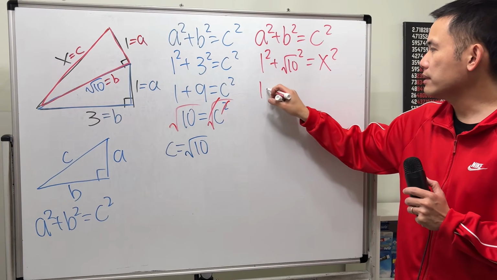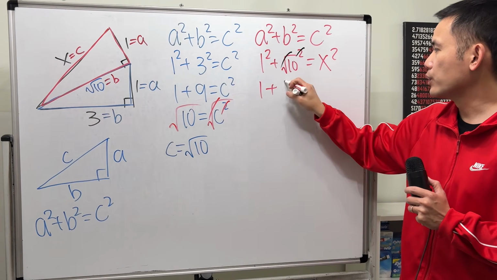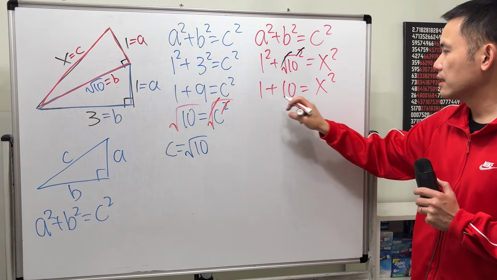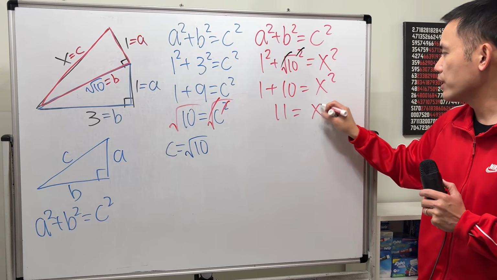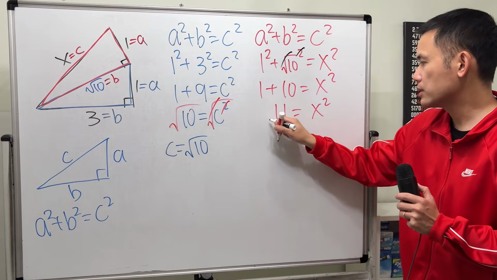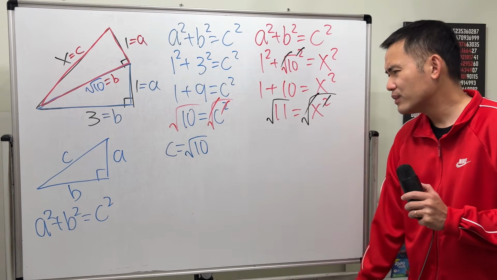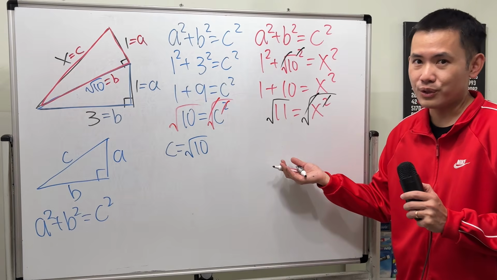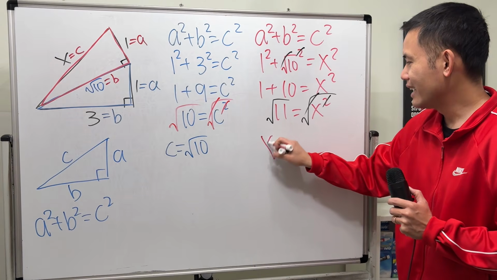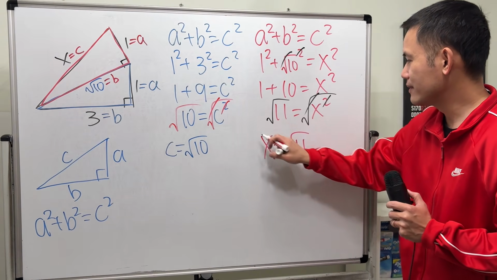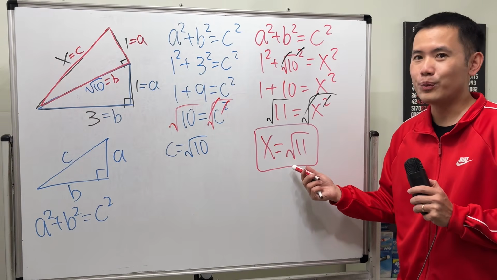Okay, 1 squared is 1. Square root and square cancel, we get 10. That's 11 equals x squared. Then take the positive square root of both sides, cancel. Square root of 11 cannot really reduce, which is good because you can just leave it. X is equal to square root of 11. And that would be the answer.